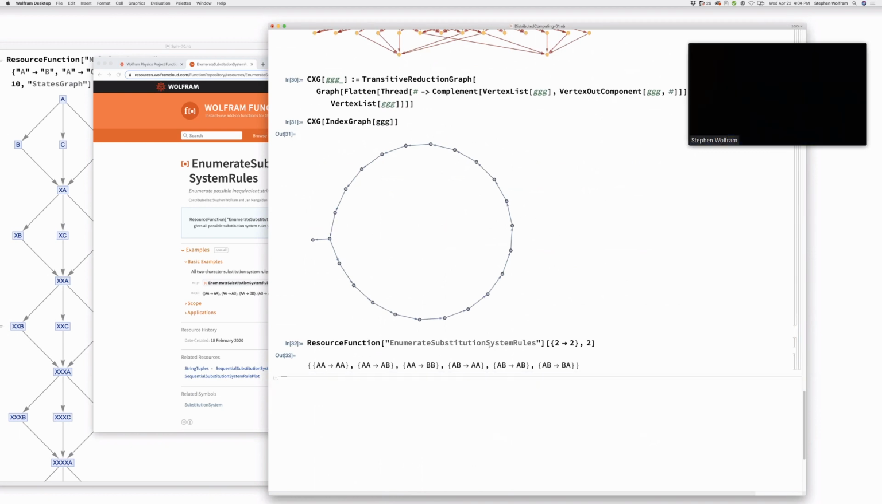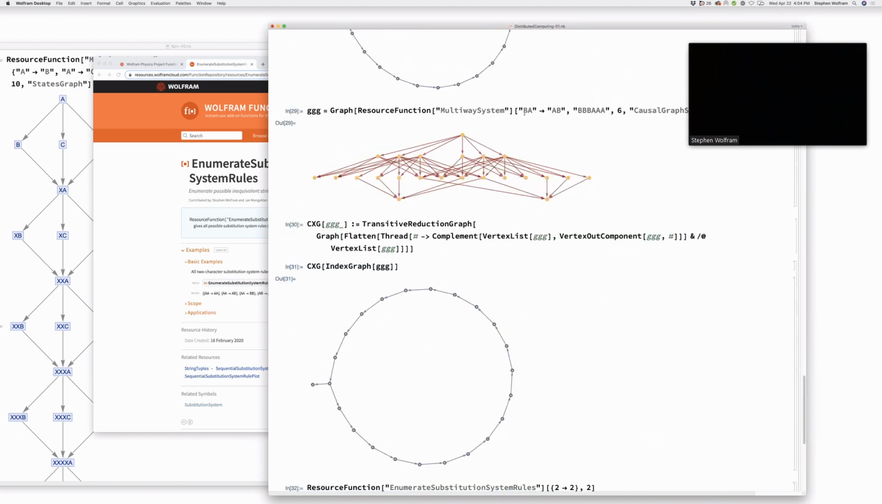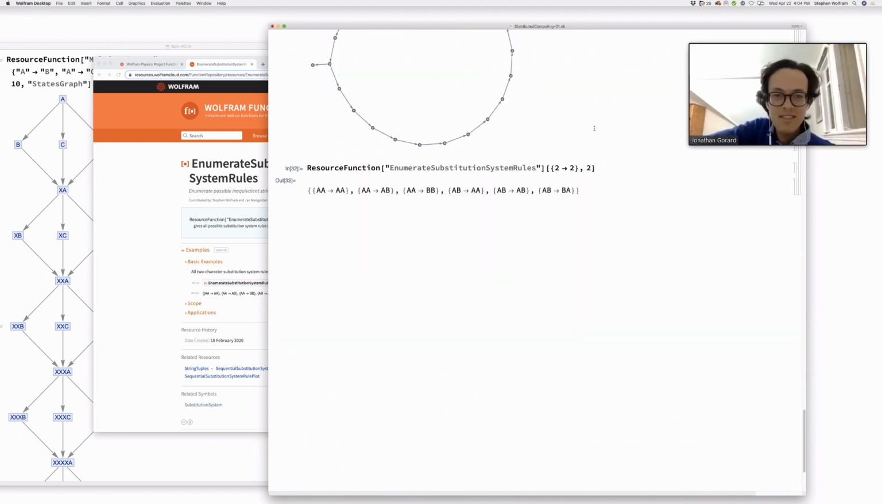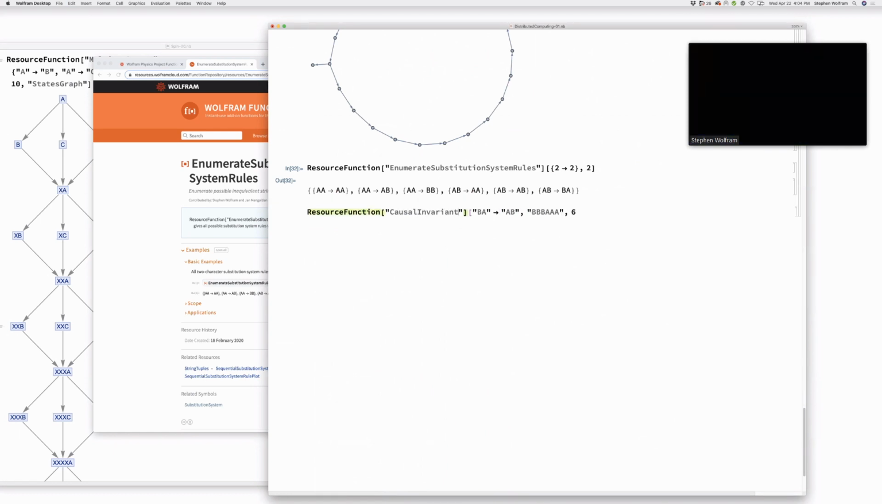All right, so these are possible things, and now we want to find the... Do we have a causal invariant Q? Yeah. So let's select from this list of all rules. Actually we can go ahead and say select in all rules the causal invariant ones, with respect to that initial condition. Okay, fine. So it's about half of them are causal invariant.